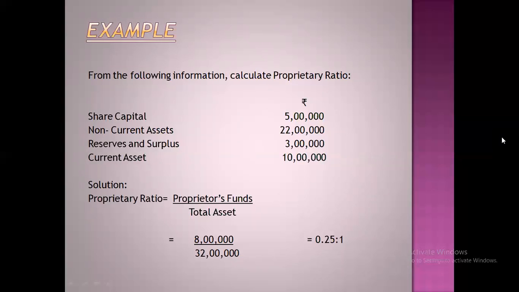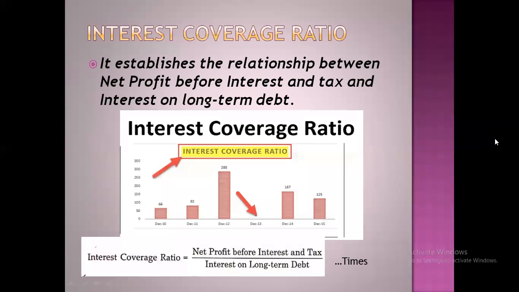So proprietor fund will become share capital plus reserve and surplus, which is 5 lakh plus 3 lakh. It is 8 lakh. And total asset is the non-current asset plus current asset, which will become 22 lakh plus 10 lakh, 32 lakh. So ratio will be 0.25:1. Now interest coverage ratio.